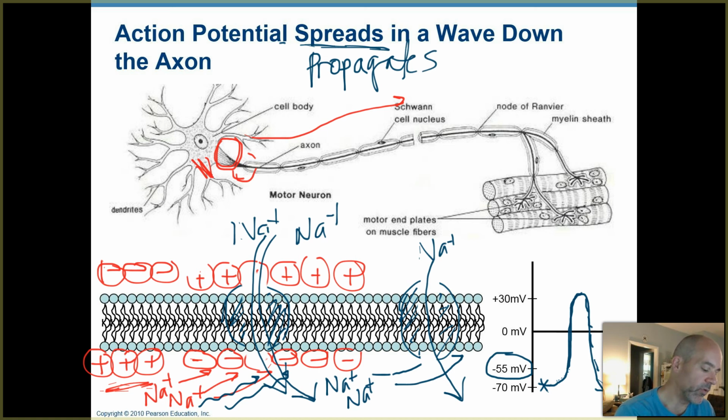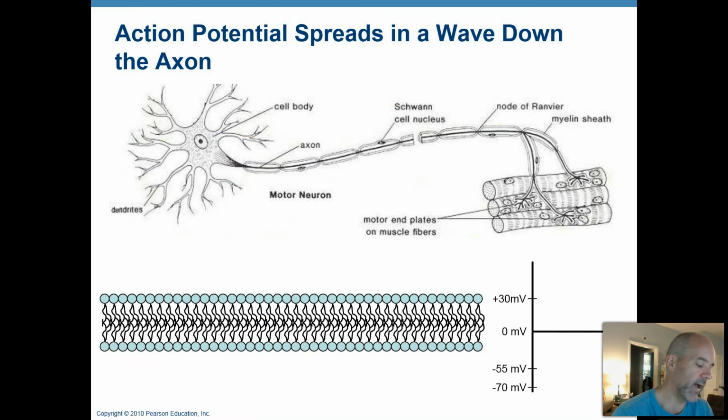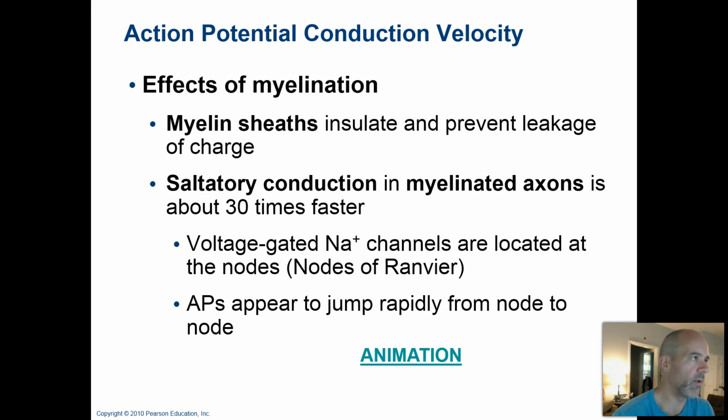Okay, so as it spreads to the next location, you've repolarized over here, and it's going to spread to the next location, and this area is going to repolarize, and then it's going to spread to the next location, and this area is going to repolarize over here. So it travels in a wave in one direction all the way up and down the axon. Kind of neat how all of that works.